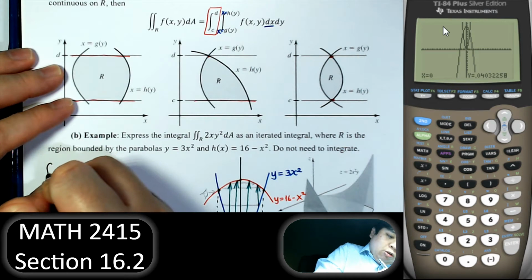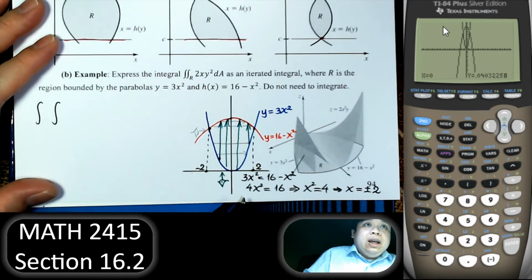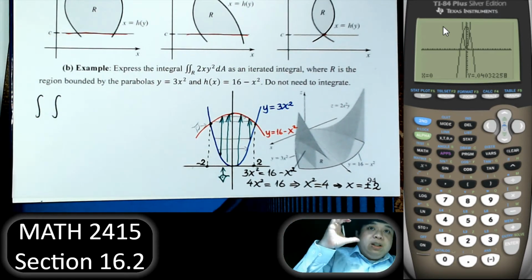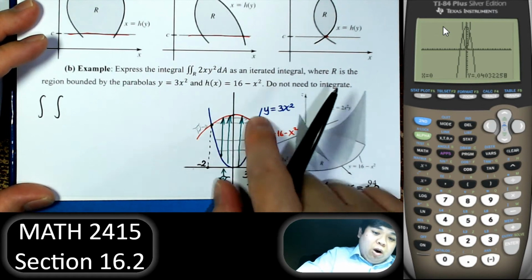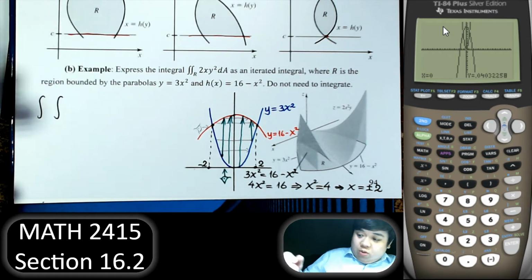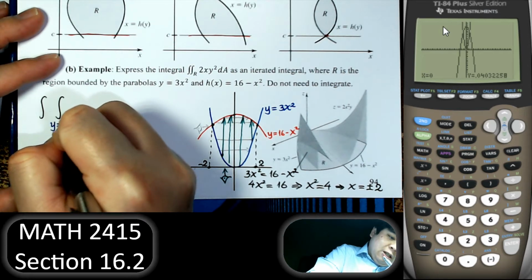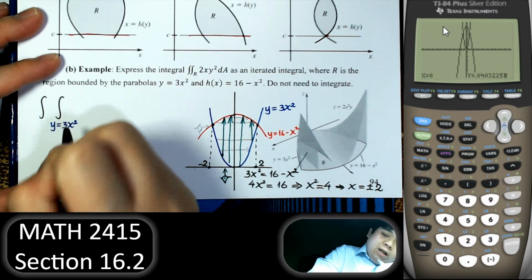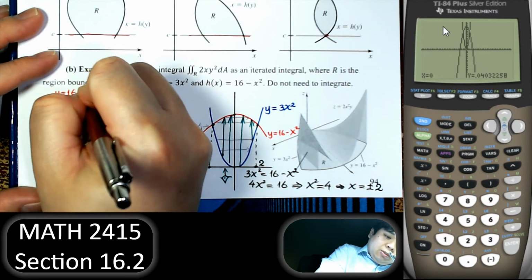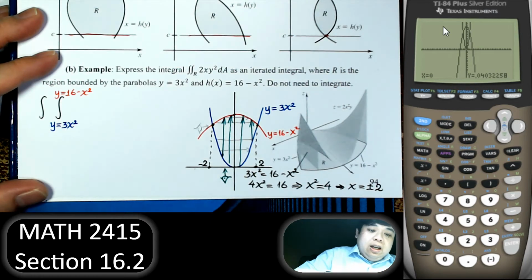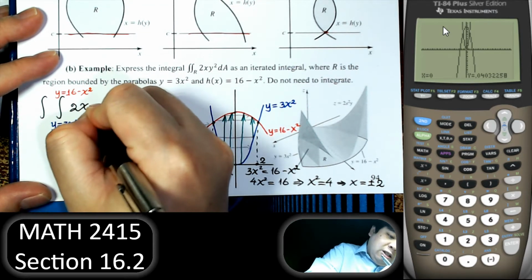So this will be a double integral for sure. And then we look at which perspective gives us one boundary on each side. We see in this direction, one on the top, one at the bottom, which is good. So we just write two functions: bounded below by y equal to 3x squared and bounded above by y equal to 16 minus x squared. And here we just have the function in the middle, the integrand.